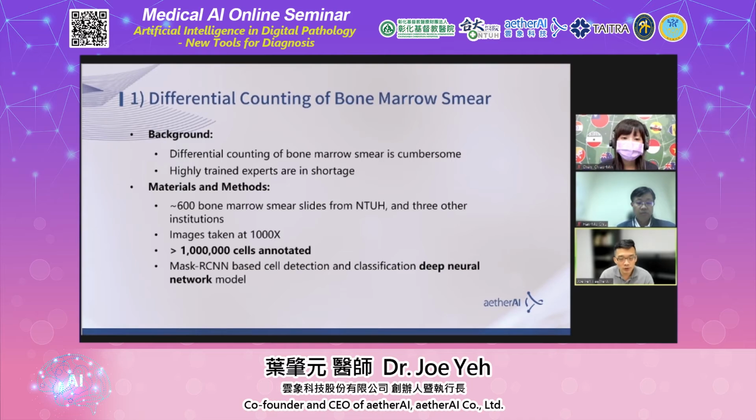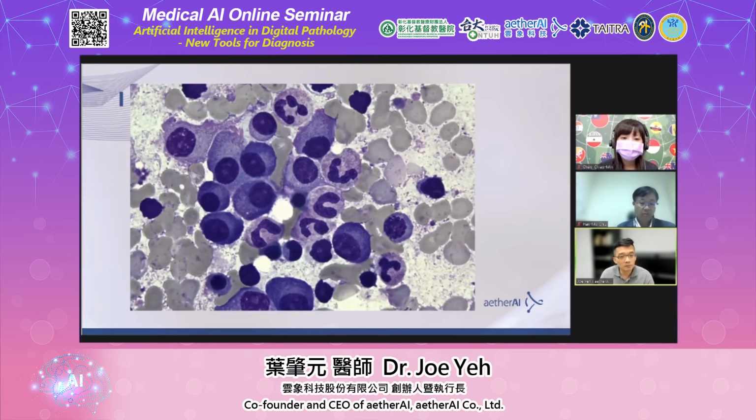So in collaboration with National Taiwan University Hospital and 3 other institutions, we have collected in the past 3 years close to 600 bone marrow smear slides, and we took new images at 1,000-fold magnification. The critical challenge of this project is to provide annotation. And so far, we have annotated over 1 million cells. And in this project, we use a Mask R-CNN-based cell detection and classification deep neural network model for the image recognition task. Here is an example of a bone marrow smear image.